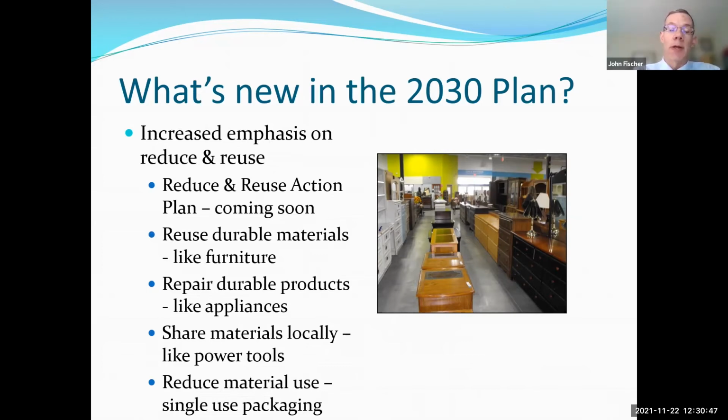So if we can look at reducing use of certain single-use packaging, replace that with more durable, reusable packaging, then we can prevent waste right up front by reducing the amount of packaging that we generate.